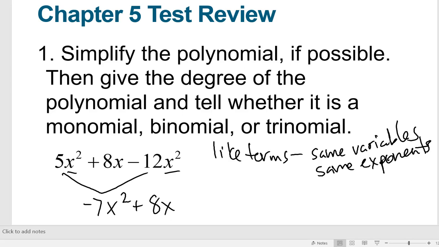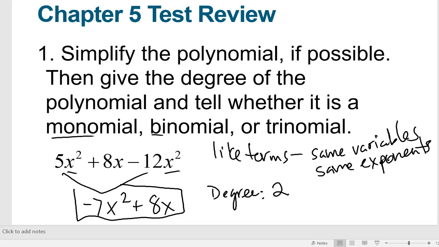I would prefer that in descending order, but if you put 8x minus 7x squared, it probably wouldn't mark you wrong for that. The degree is going to be our highest power. The highest power in this is 2, and it has two terms. Mono means one term, bi means 2, tri means 3. Because this has two terms, we would call this a binomial. So degree and type.